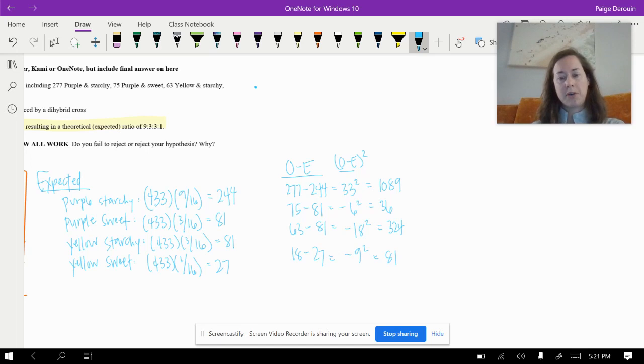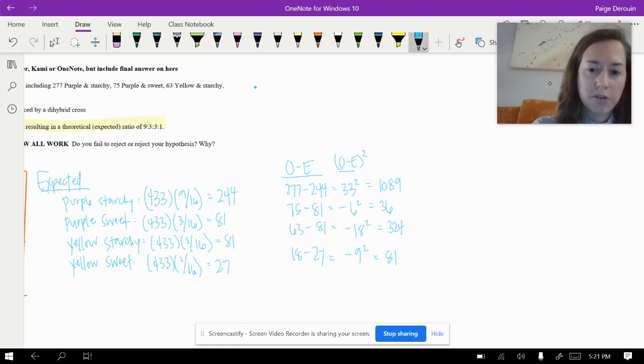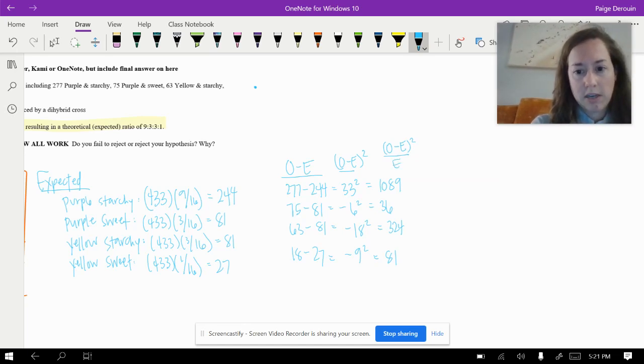Now what we're going to do is take this and divide by our expected value. So this is going to be O minus E squared divided by expected. Okay, so we're going to divide this by 244. We're going to divide this by 81, 81, and 27.